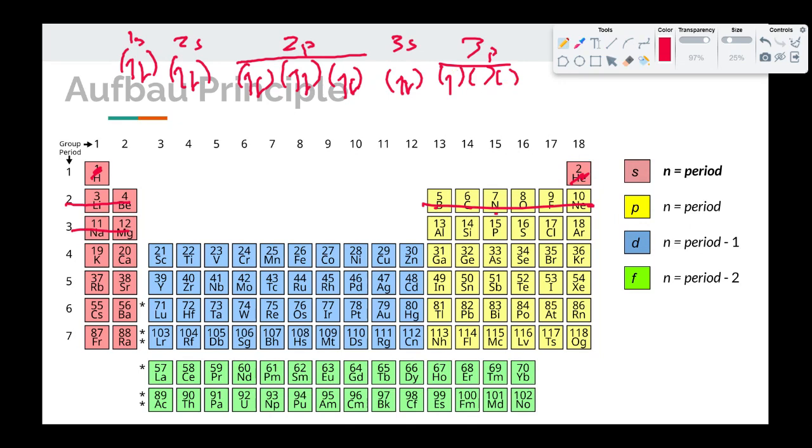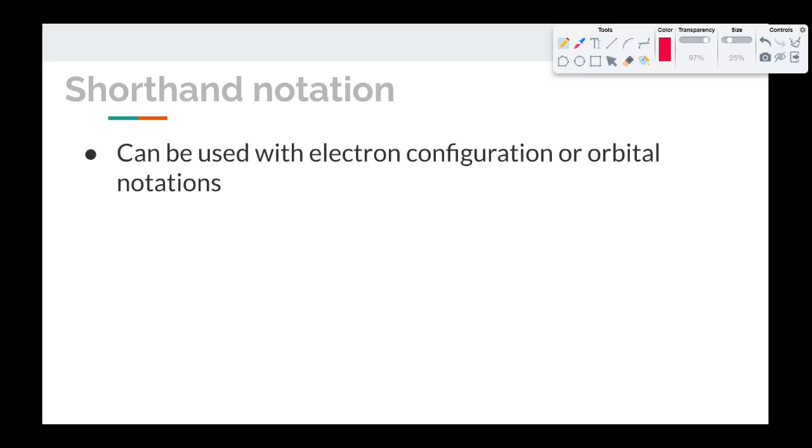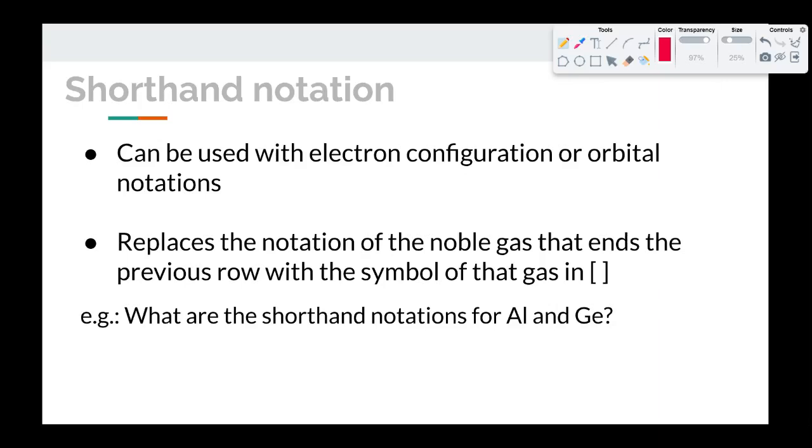So that's orbital notation. Another type of notation that's very helpful is shorthand notation. It turns out that all the chemistry really happens in the highest shell. And so we don't really need to know the details of all the shells below that highest shell. So shorthand notation is very helpful for keeping track of just the most important electrons for chemistry purposes: aluminum and germanium.